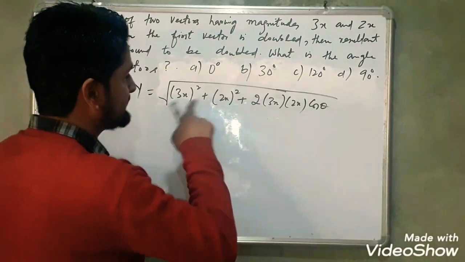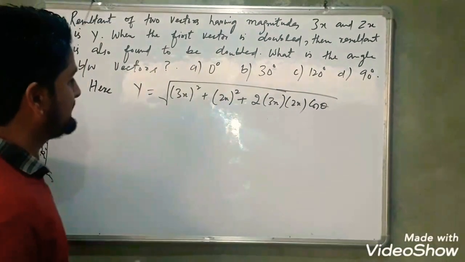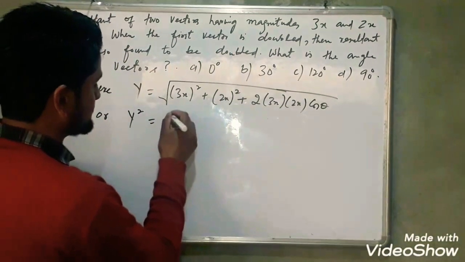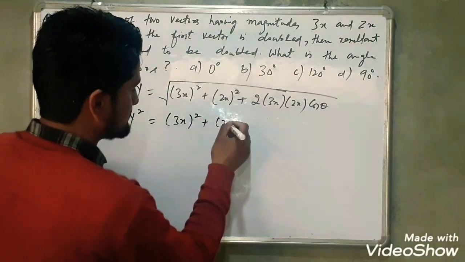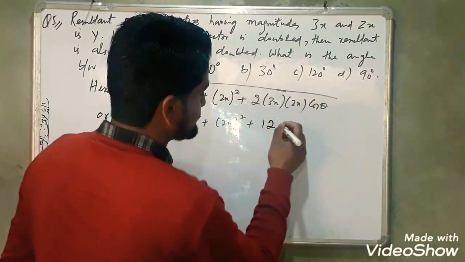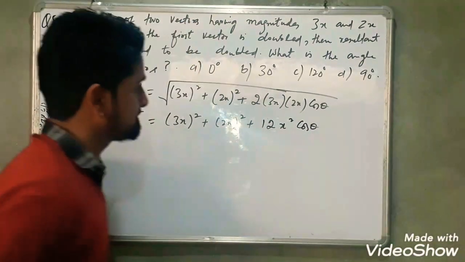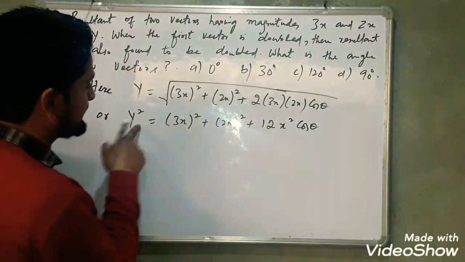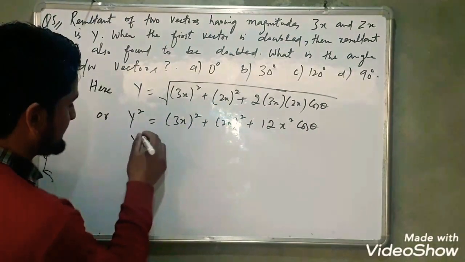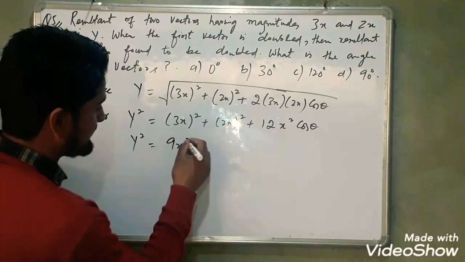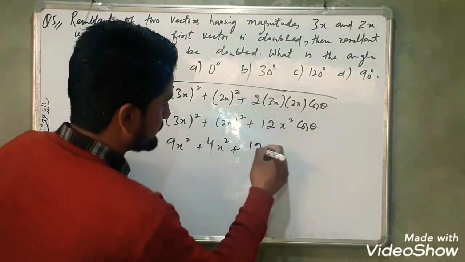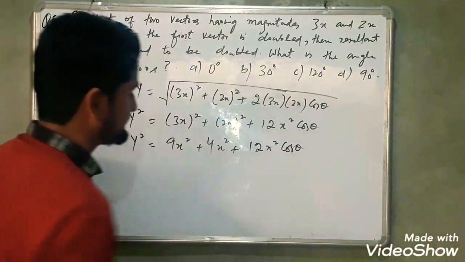यहाँ a के बदले 3x, b के बदले 2x, और इनका रिजल्टेंट यहाँ पे क्या है? y. और वी कैन राइट इफ यू विल मेक स्क्वायरिंग बोथ साइड्स, यहाँ पे y स्क्वायर आएगा इक्वल 3x स्क्वायर प्लस 2x स्क्वायर प्लस 2 into 2, 4 into 3 is 12, x into x is x square cos of theta. Okay, squaring both sides, can write y square equal to 3x square plus 2x square plus 12x square cos of theta, or we can write y square equal to 3x square is 9x square plus 2x square is 4x square plus 12x square cos of theta.